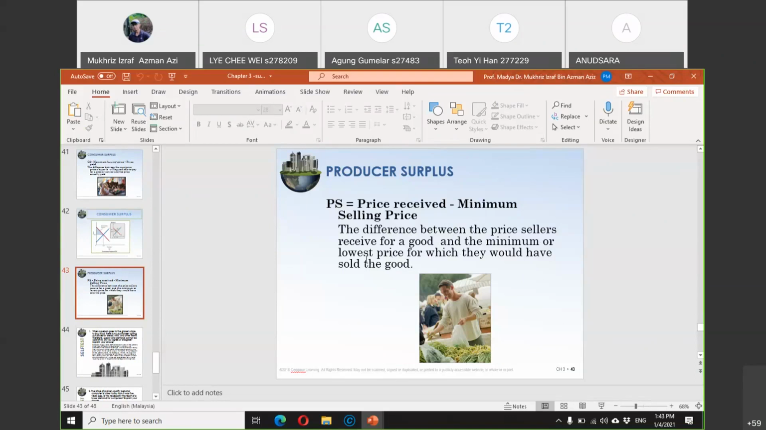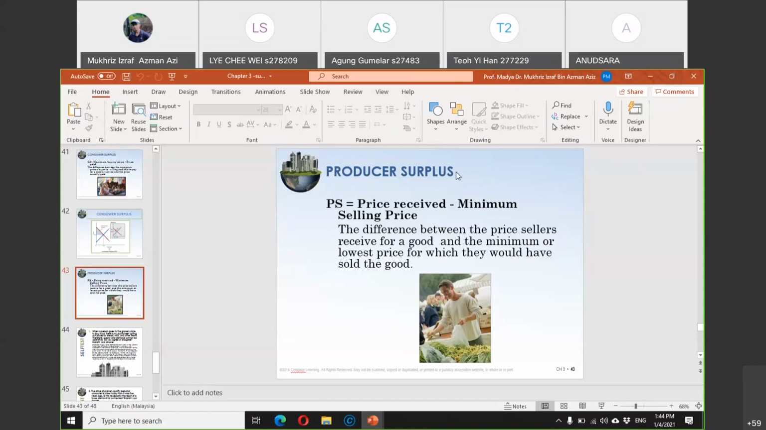Let's say the market price of that product is 10 ringgit. The selling price is 10 ringgit. But what is the lowest price that you are willing to sell, that maybe only covers the cost of the product? Maybe the seller will say the lowest I will go is 4 ringgit. But the price the seller received is 10 ringgit. So 10 minus 4, 6 ringgit is the producer surplus. You can imagine producer surplus like the profit to the seller.